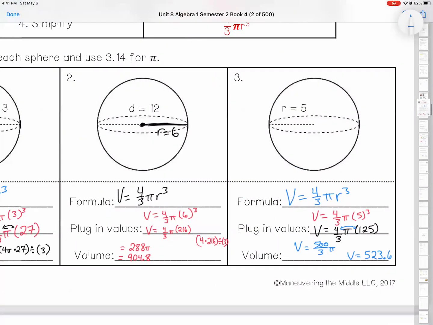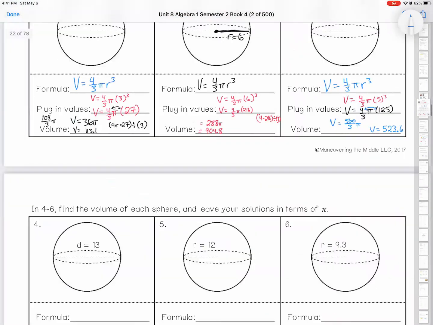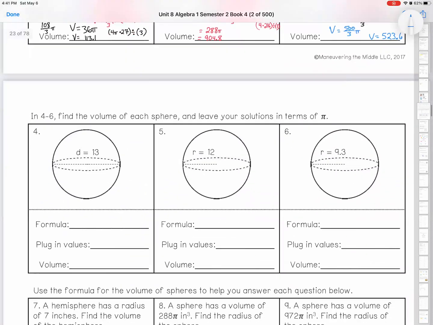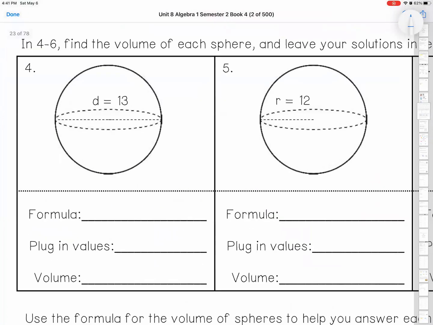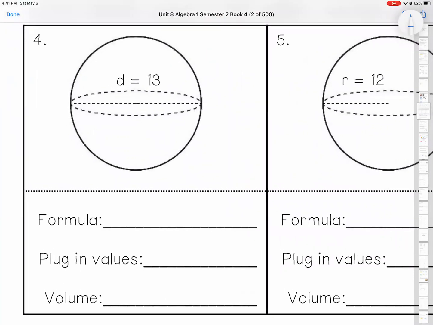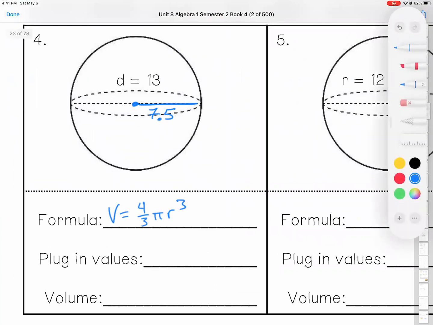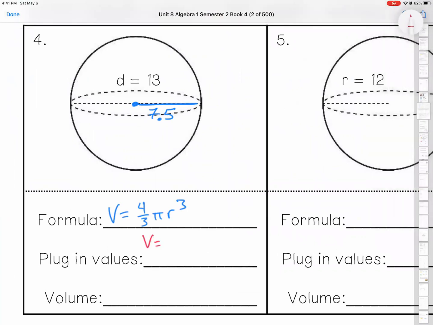All right, let's go ahead then and move on to example 4, 5, and 6. So here we have a diameter of 13. And so as a result, we need the radius from that. So we're going to cut that in half, and our radius is 7.5. Again, our volume for a sphere is V equals 4/3 pi r cubed. And we're going to go ahead and place in our values. So V equals 4/3 pi times the radius 7.5 cubed.